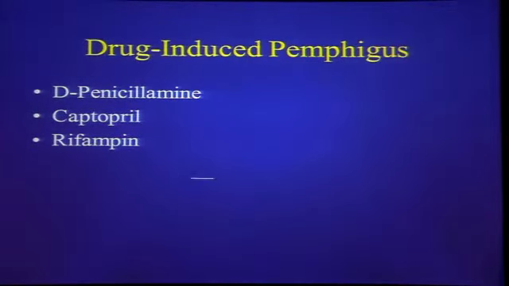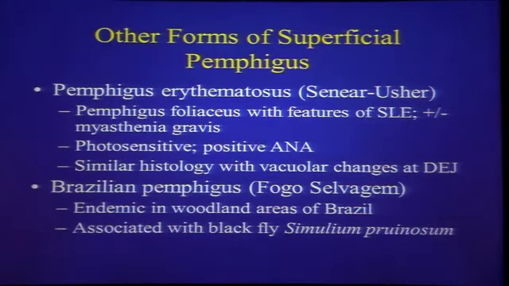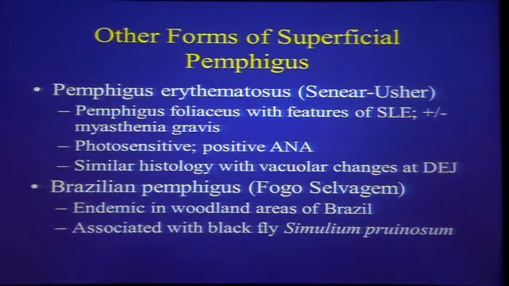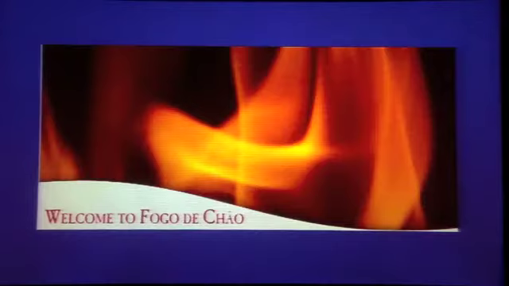There are certain drugs that can cause this, penicillamine, captopril, rifampin. And then there's a couple of other types of superficial pemphigus. Erythematosus, which is basically kind of a combination of lupus and pemphigus foliaceus. And then Brazilian pemphigus, we now know carried by the black fly, the Simulium fly, and it's probably an infection.